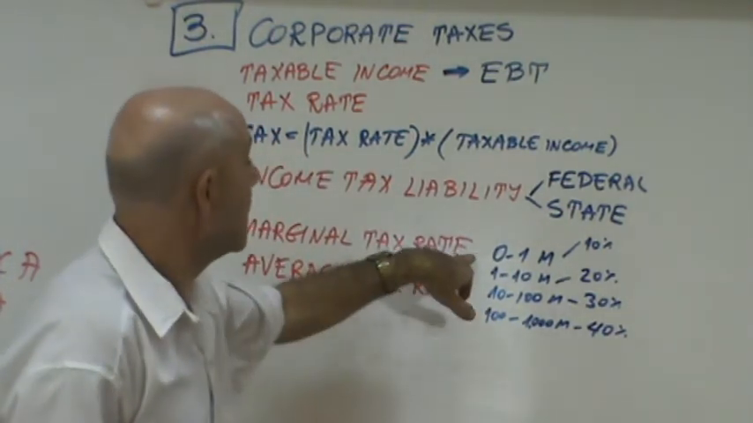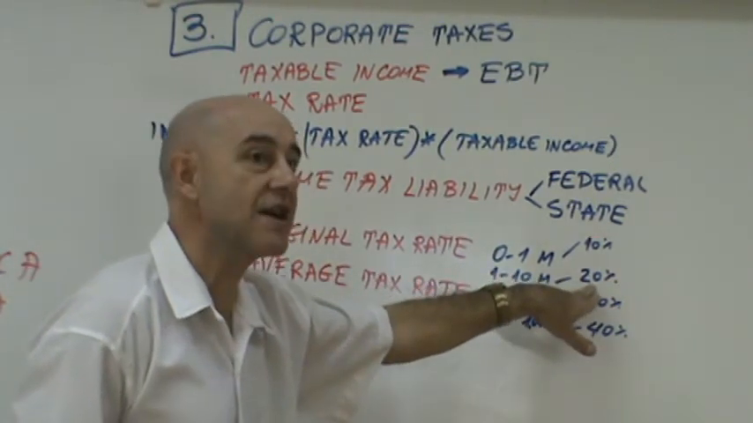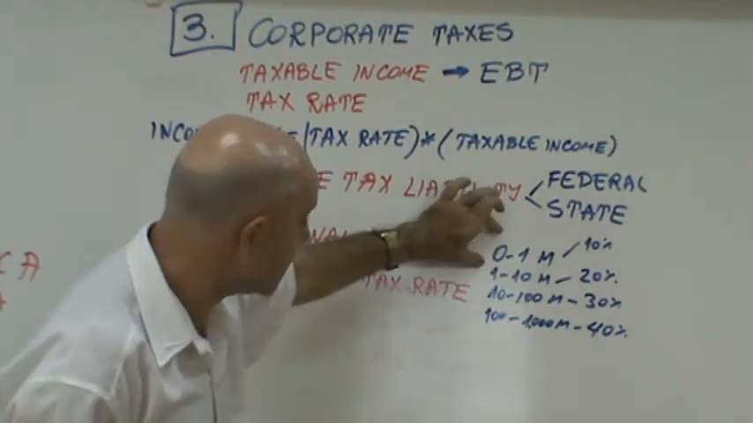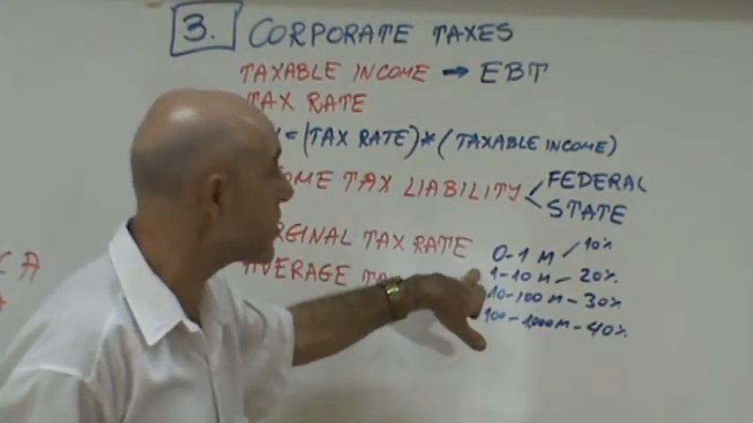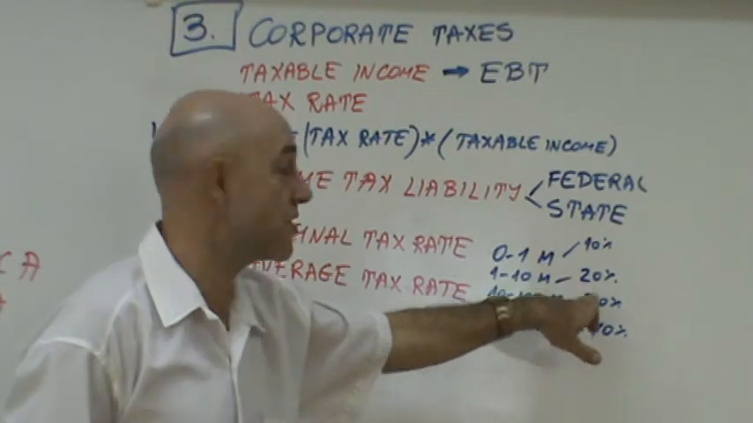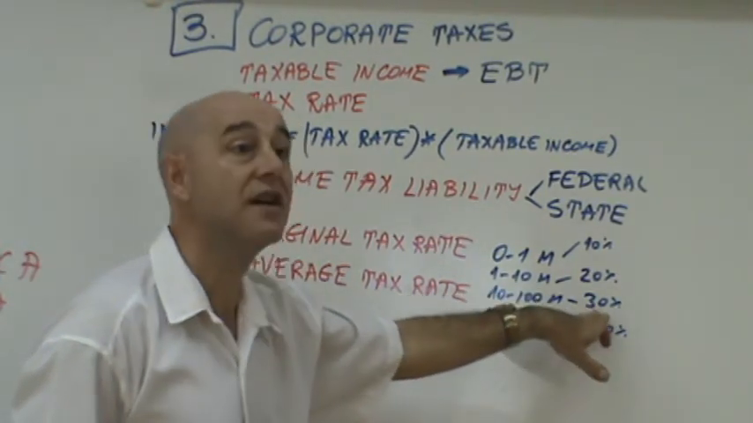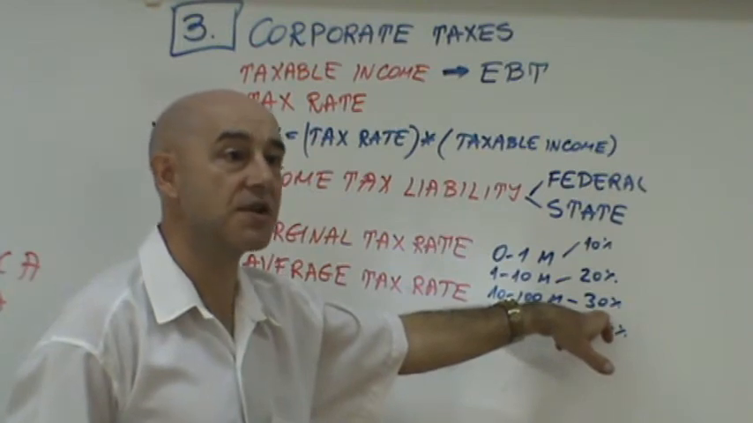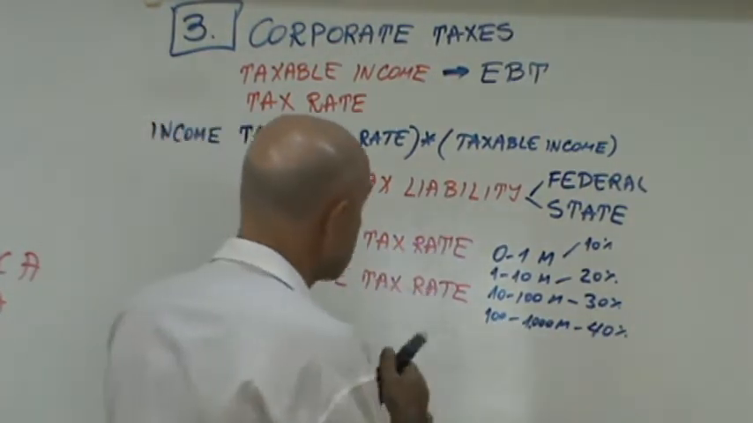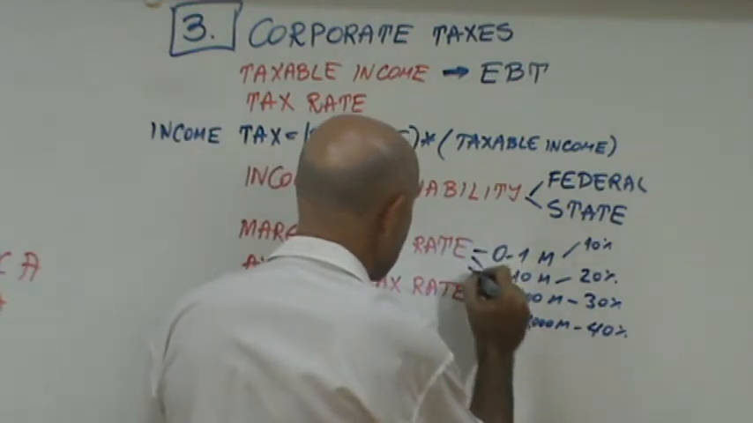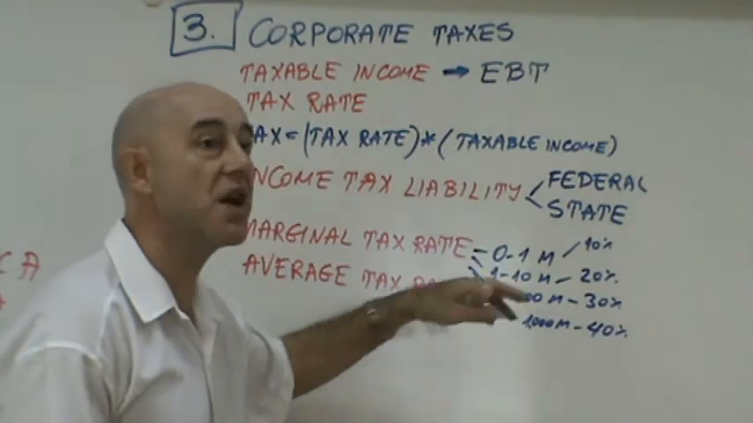So, if you're making $1.5 million, your marginal tax rate is 20%. So, for the first million, you pay 10%. For the second, third, fourth million, you pay 20%. For the 10th or 11th or 12th million, you pay 30%. So, this is the marginal tax rate. And the average is just averaged out.